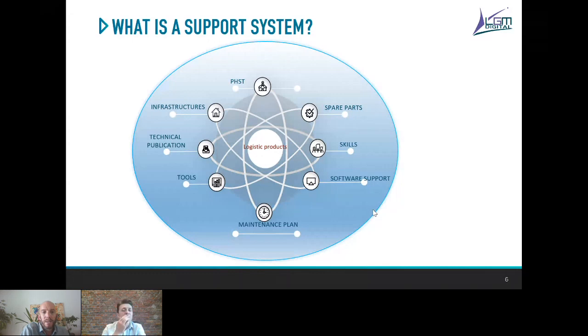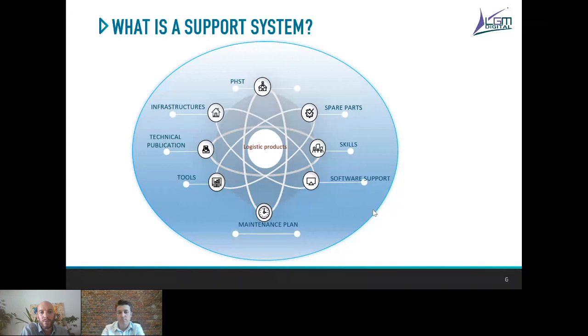After, you have the technical publication, so publication for the maintenance manual, for example, or the publication for the illustrated catalog. Also, you can define documentation in paper format or in electronic format also.